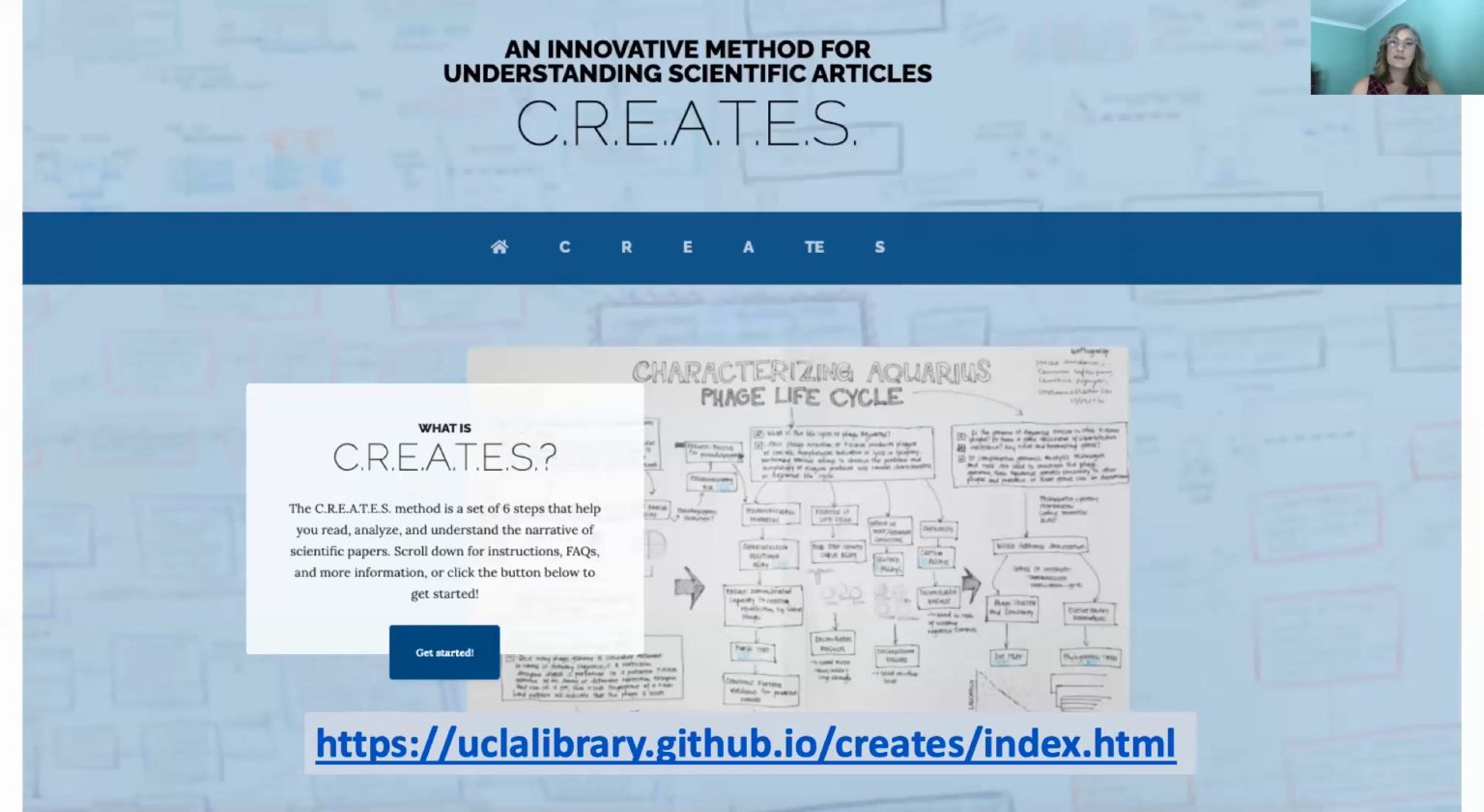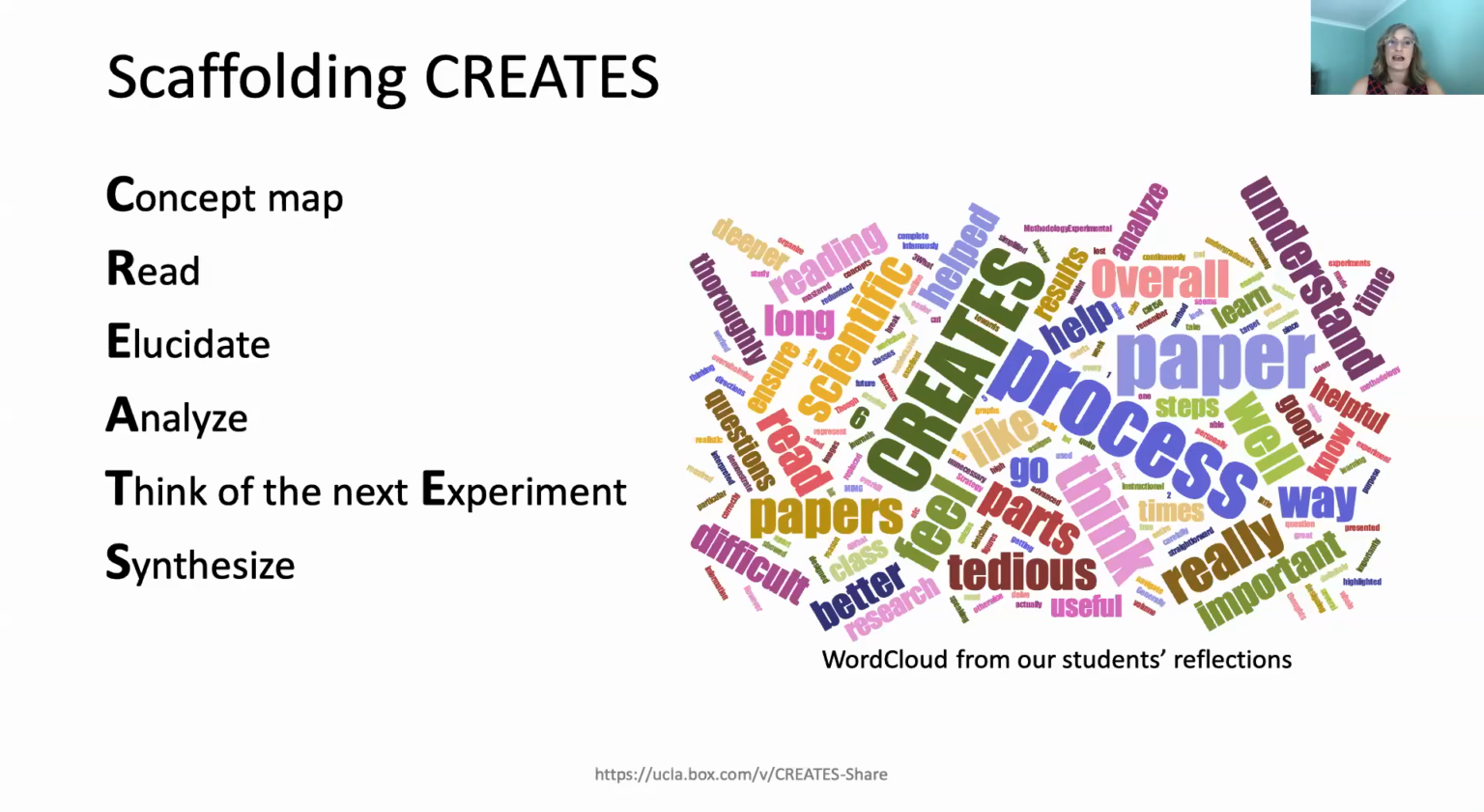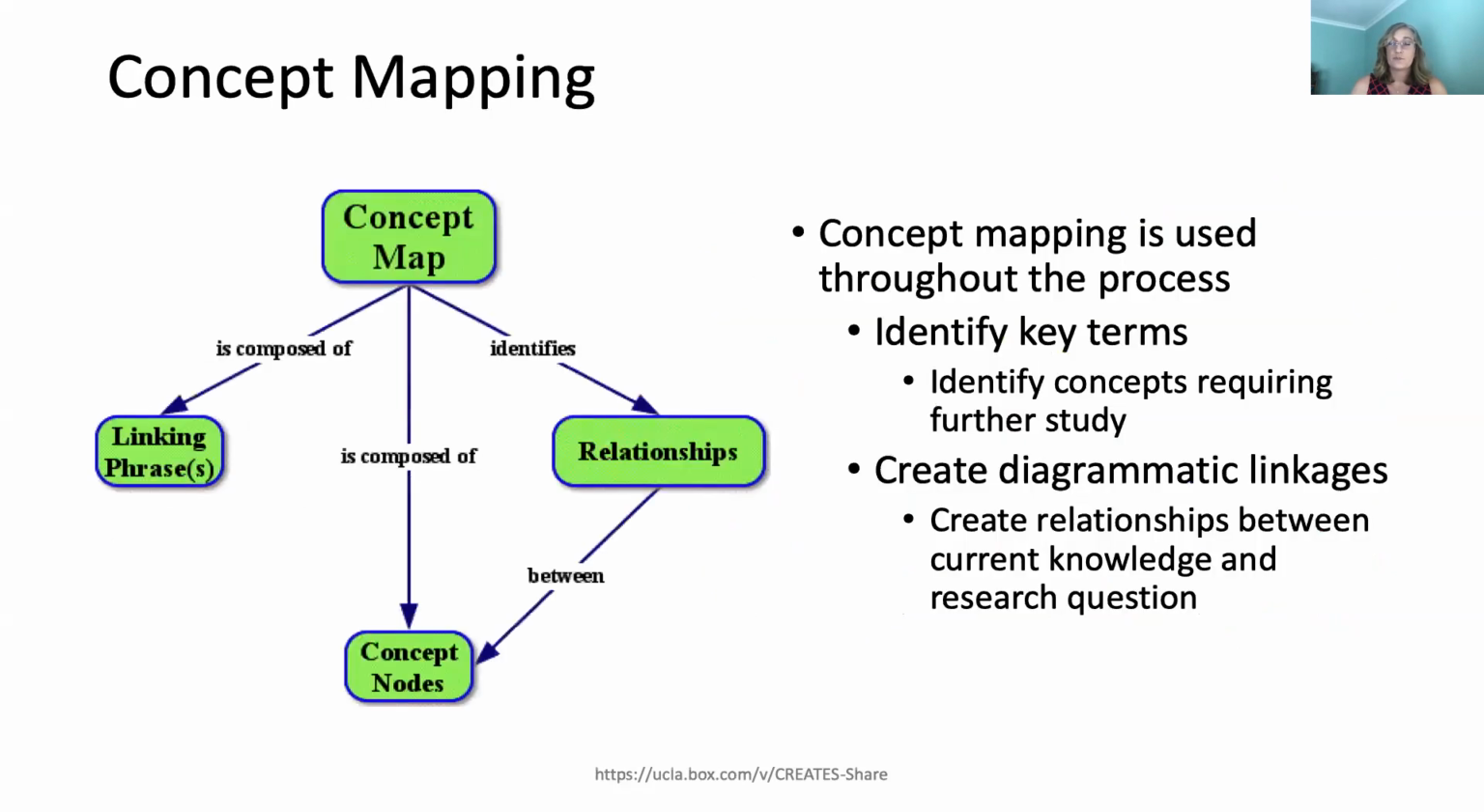All right, so in the meantime, let's actually go through and talk about each of these steps. So how do you go about scaffolding the CREATES process? So we'll start with C, concept mapping, the introduction. The first part of the scaffolding is, first of all, to make sure that your students know how to do concept mapping. And if you're not familiar, concept mapping is a way to basically visualize the concepts and make diagrammatical linkages between the different concepts, specifically saying how the different concepts link together.